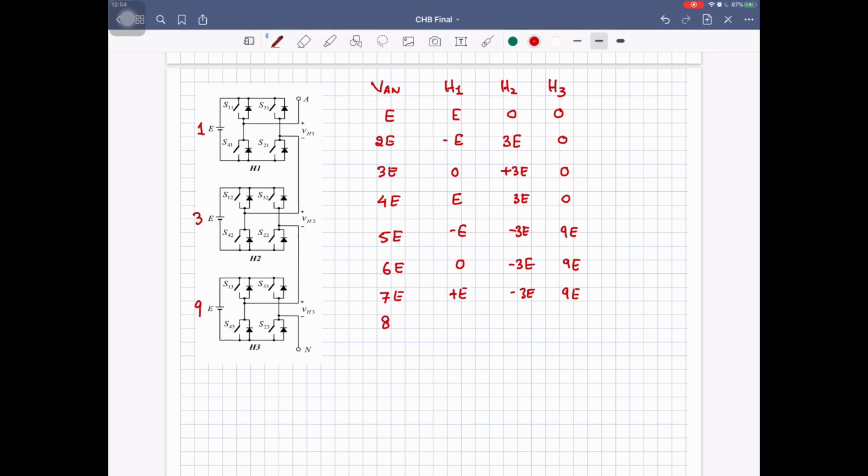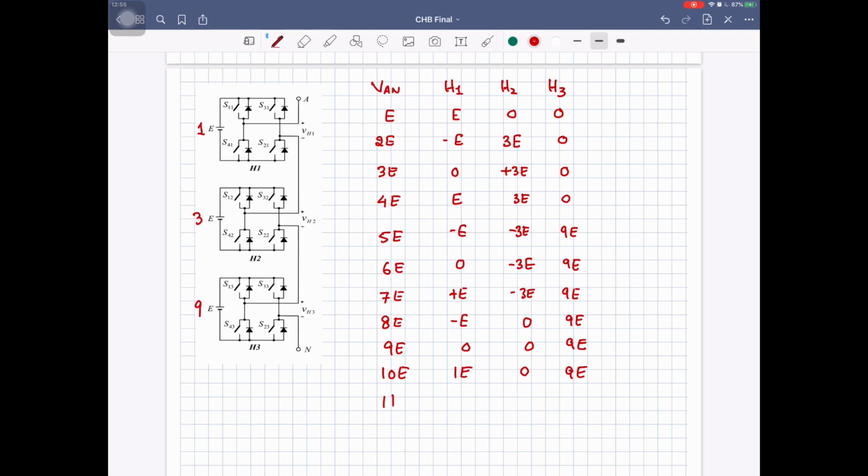To get 8E, what you can do, this will be 0, you will be getting 9E from here and minus E from here. So net will be 8E. To get 9E, 0, 0 and 9E from the last inverter. You can get 10E by taking 9E and 1E and keeping this one 0.